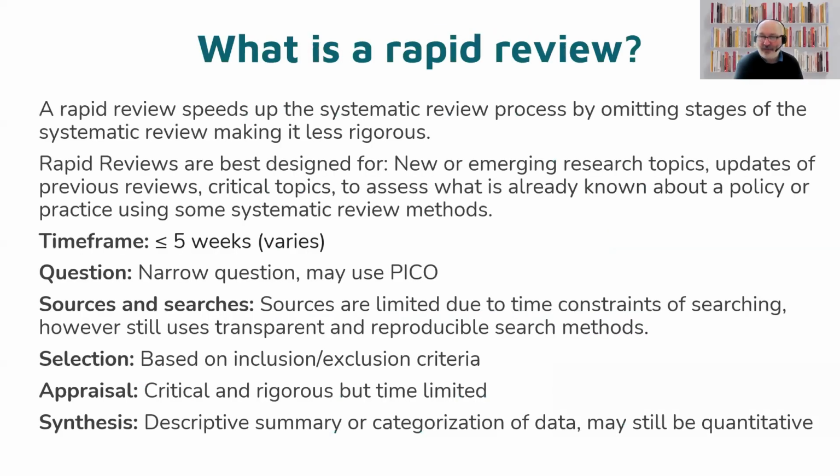And as I said, what is a rapid review? A rapid review speeds up the process by omitting stages or making compromises. They're good for new or emerging research topics, updating previous reviews, or to assess what's already known about a practice using some systematic review methods. In all this, you'll be transparent. If you are making compromises, you will be open and upfront and say, we're using fewer databases, reducing it in time, whatever the limitations are that you would not have if you were doing a full systematic review.